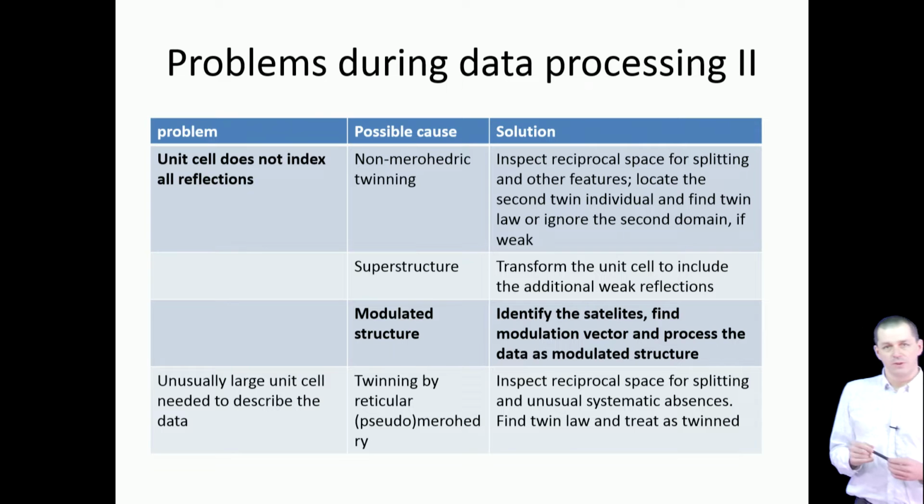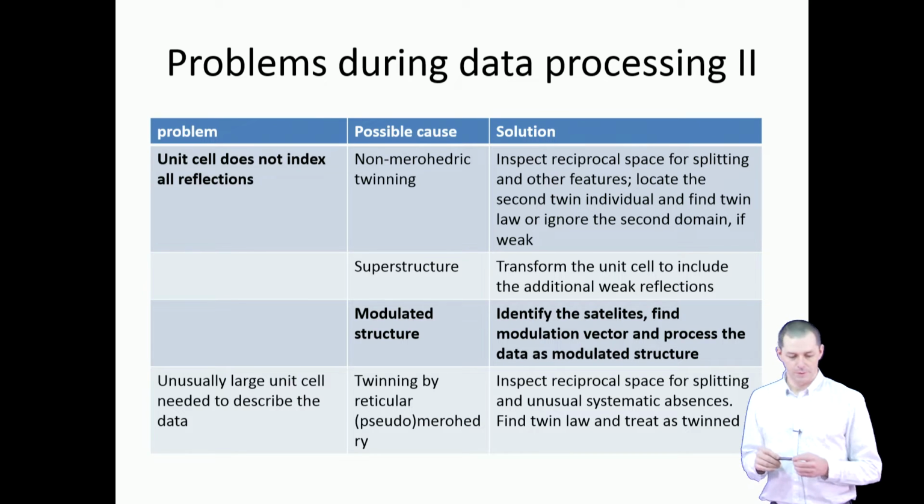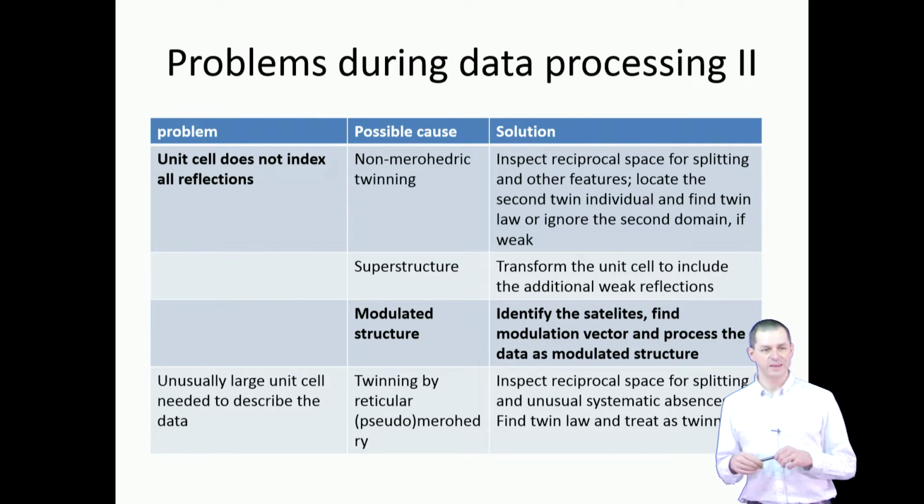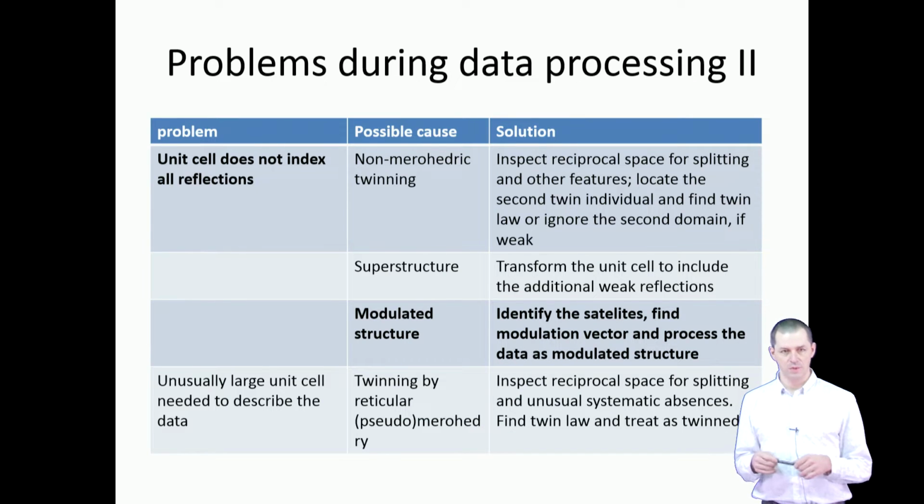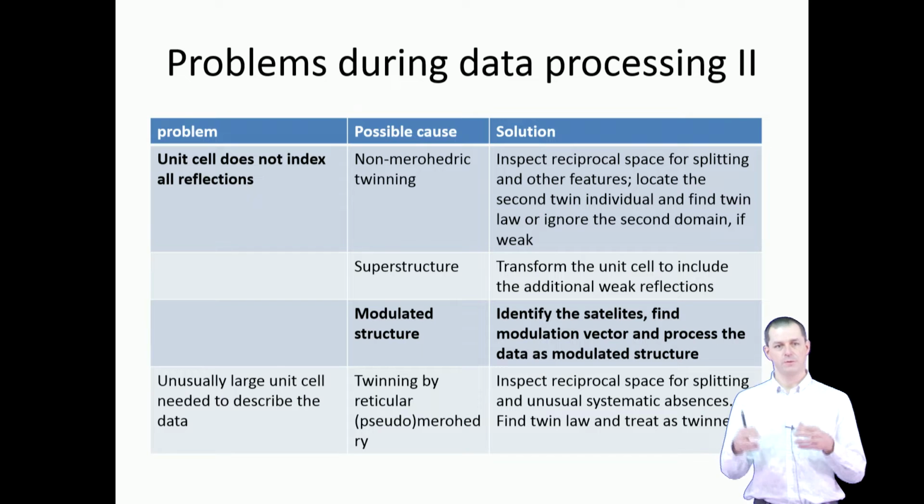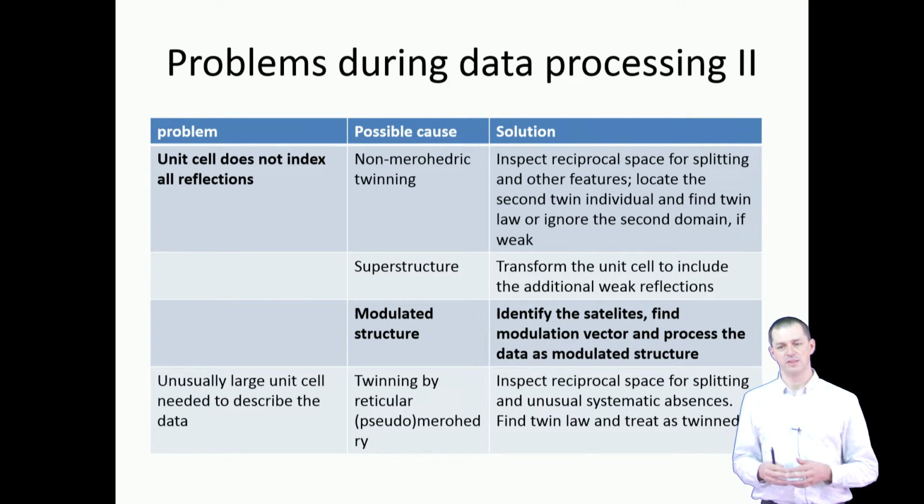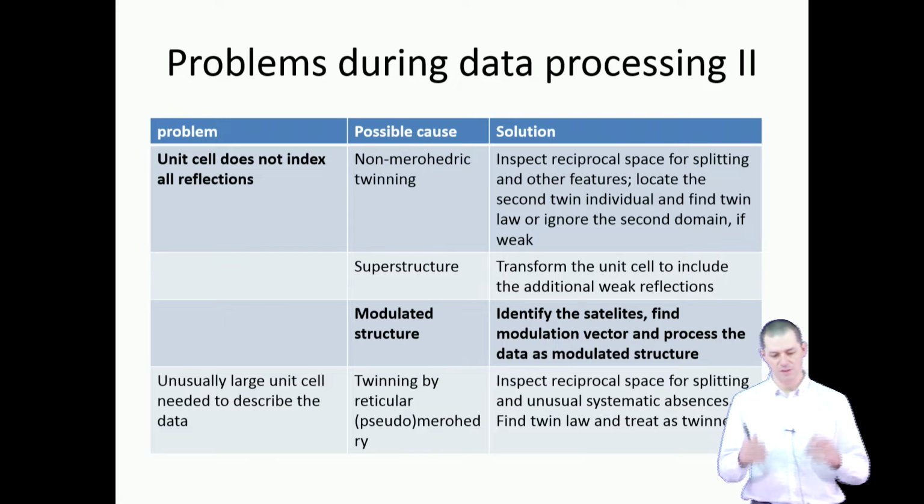A quite frequent reason for not indexing all reflections is that the structure is modulated. Then these additional reflections can't be indexed with a reasonably small unit cell, because they lie in positions which are not commensurate with the periodicity of the main lattice.